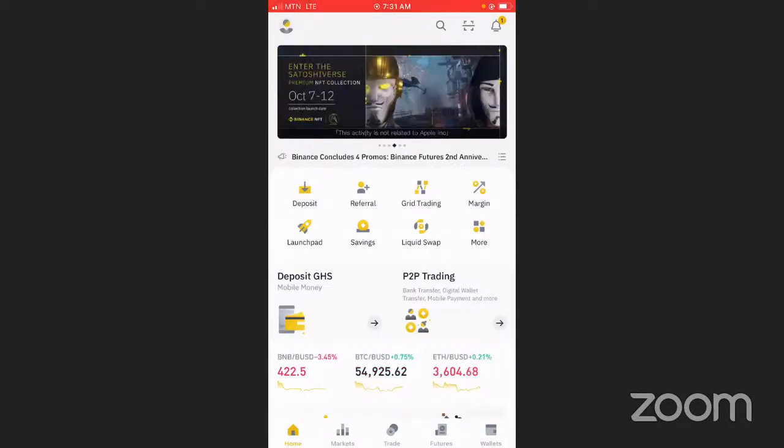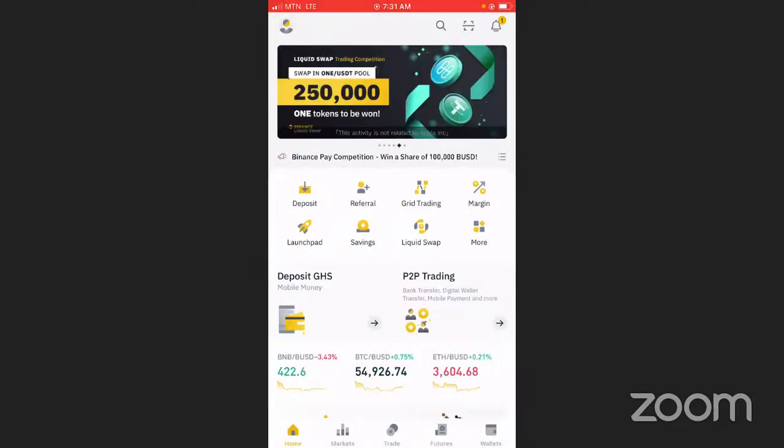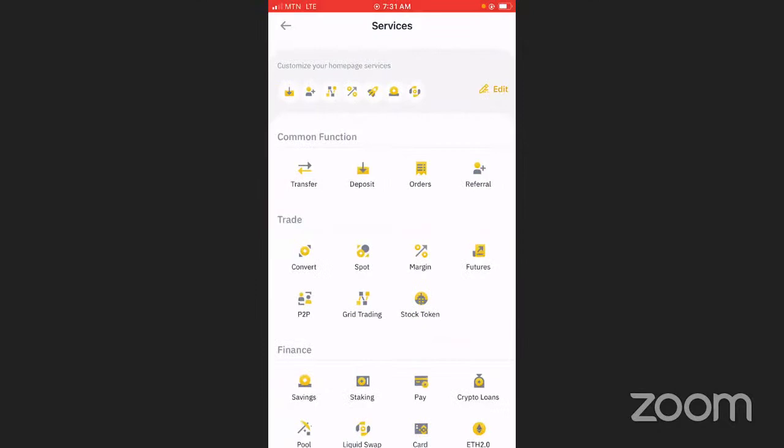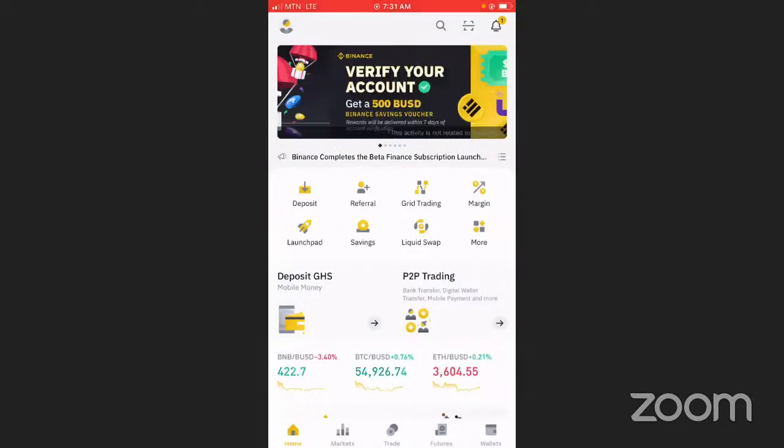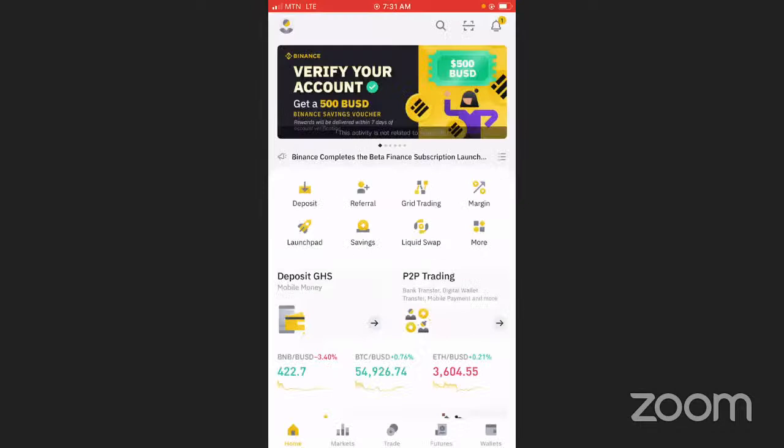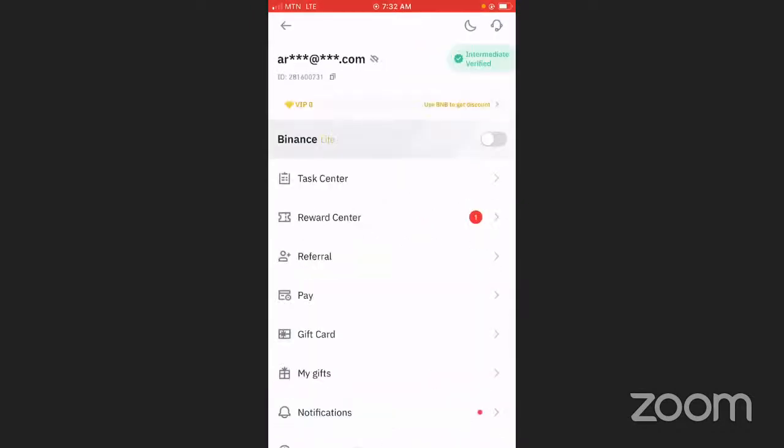Let me see. Then on top, there is an avatar. There is a human-like structure. Okay. Why are you going to notifications? Yeah, so, my mistake. So tap on VIP 0. Use BNB to get discount. That's what I was teaching.